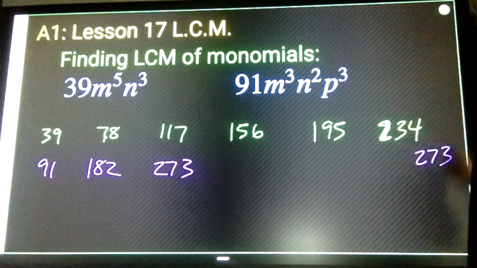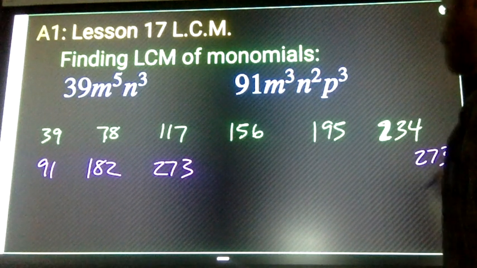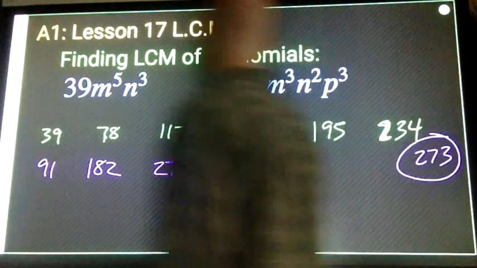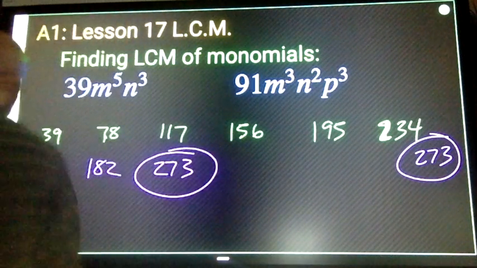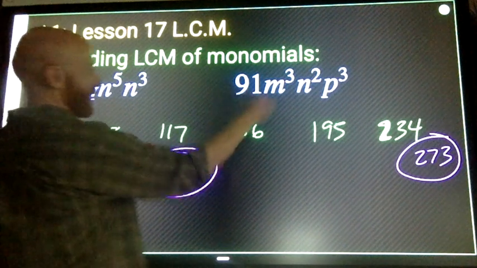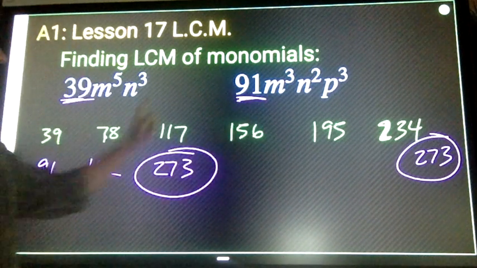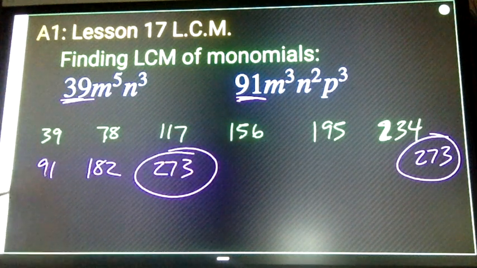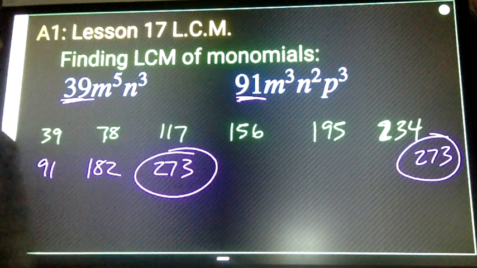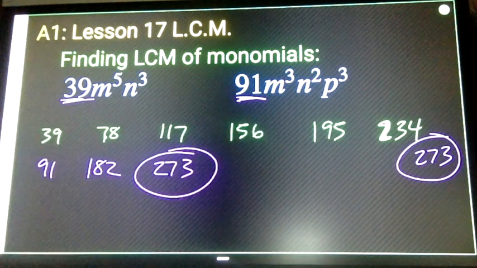All right, so 273 is my least common multiple of 39 and 91. Again, you can use a calculator to make a table of your 39 times table and your 91 times table, all right, to get to the first number that is shared by them, the common multiple.